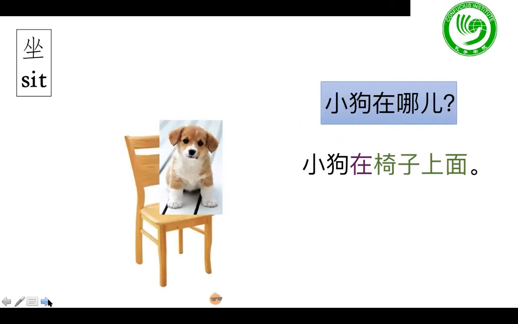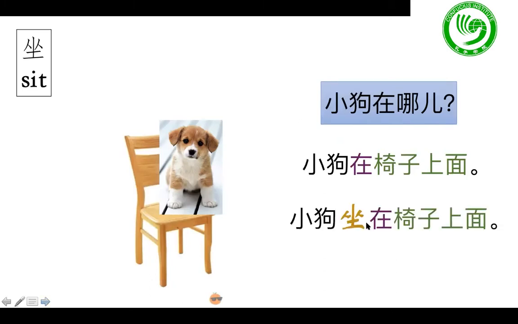Where do we put 坐? Could you please try? 很好。We should say 小狗坐在椅子上面。And the next one is 能 indicates an ability or possibility. Remember the differences between 能 and 会。你会说汉语吗？我会说汉语。能 and 会, what's the difference? 能 is the possibility or the ability that you don't need to learn.